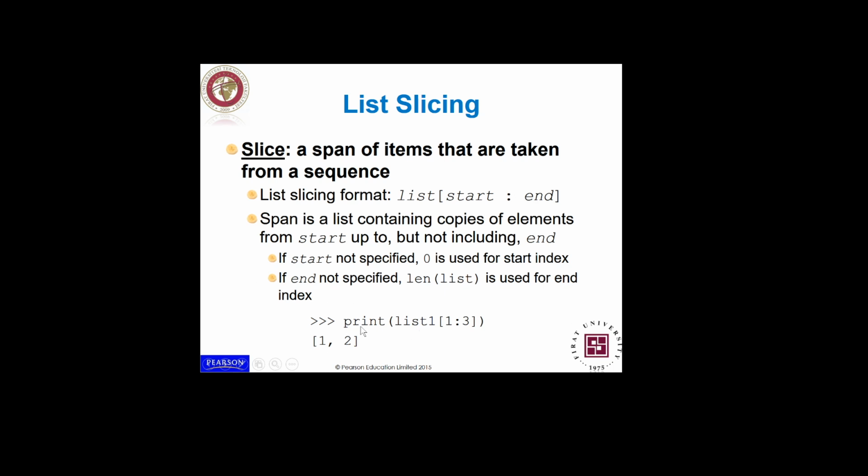Like this example, look. Earlier we had our list 1, with 0, 1, 2, 3, 4. So if we try to slice from index 1, that's 0 is index 0, 1 is index 1, 2 is index 2, 3 is index 3, until 3, it will be 1, 2 only. Okay, so this is a possible slicing type.